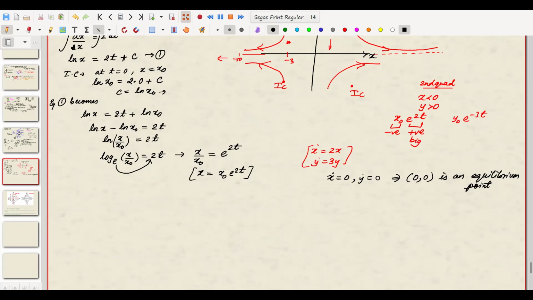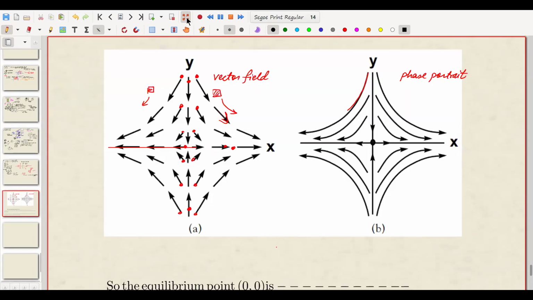I already told you. From this example, you can see this is the 0, 0 equilibrium point. This is the equilibrium point, isn't it? This is the equilibrium point 0, 0. And nearby that equilibrium point, only these dynamical phenomena are happening. This flow of orbits, this flow of trajectories is happening.